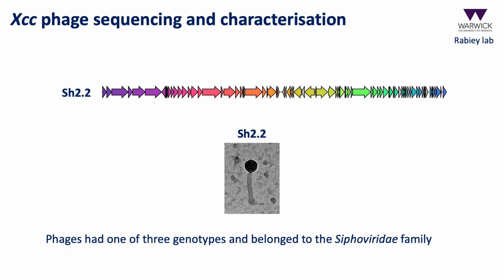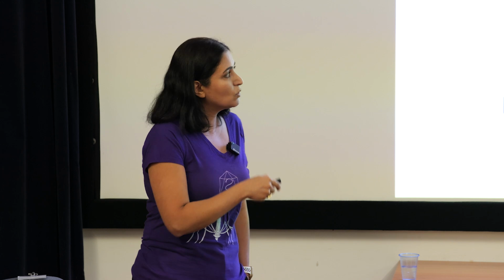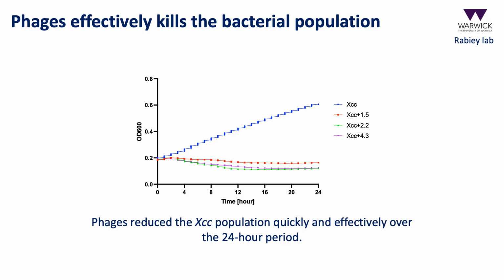For example, here I'm showing you one of the phages, 2.2, that we collected, and we do electron microscopy because we can't just see phages with the naked eye. We use transmission electron microscopy, and you can see that this phage has a beautiful head and a very long tail. These are among the siphoviruses. So based on these genome sequences and looking at the shape and morphology, we narrow the phages down to 3 phages.